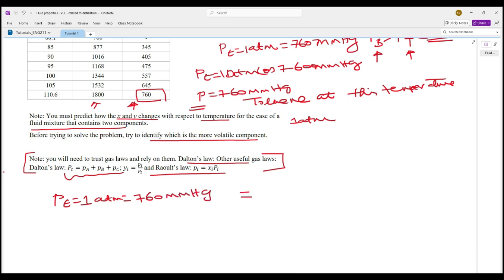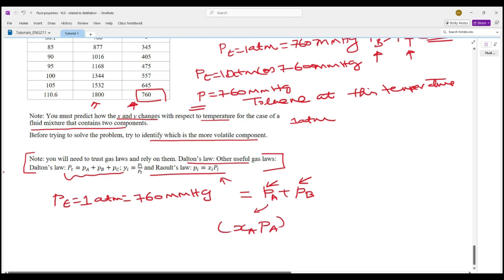So that should be equal to small PA plus PB. This is the partial pressure of A, this is the partial pressure of B, and we know that PA can be obtained from Raoult's law, which is given here. So this is equal to XA multiplied by the vapor pressure of A, plus XB, the mole fraction of this component in the liquid, multiplied by the vapor pressure of the same component, PB, at that particular temperature.